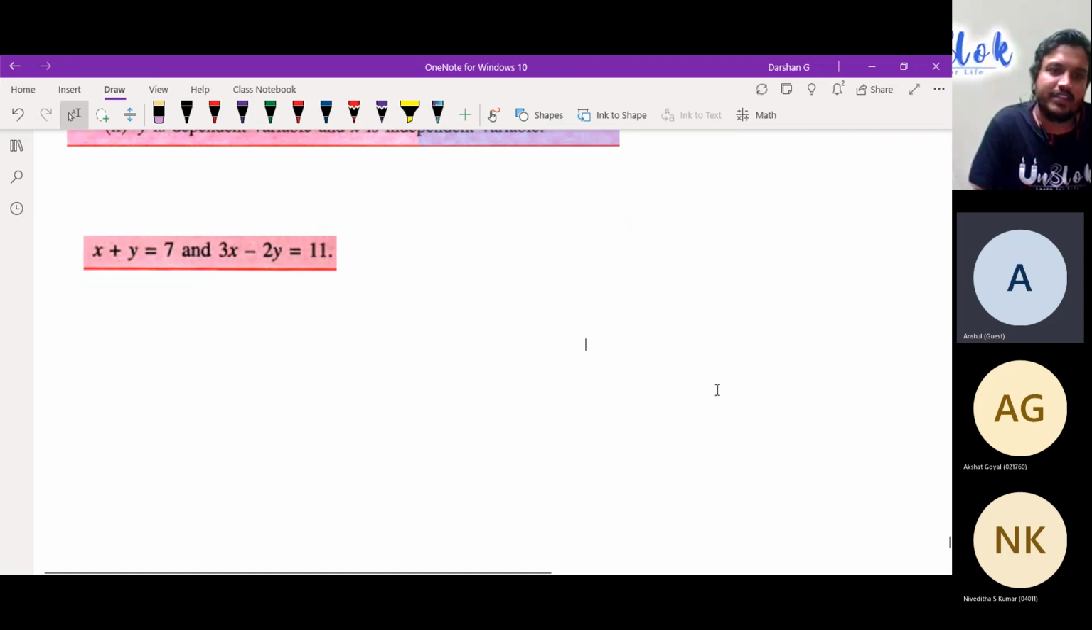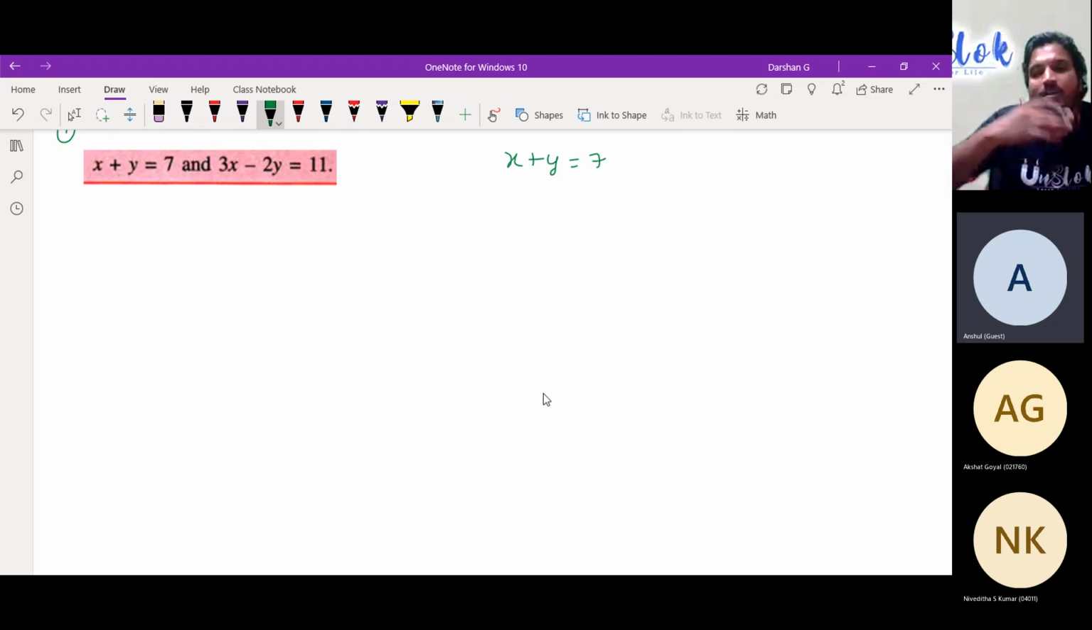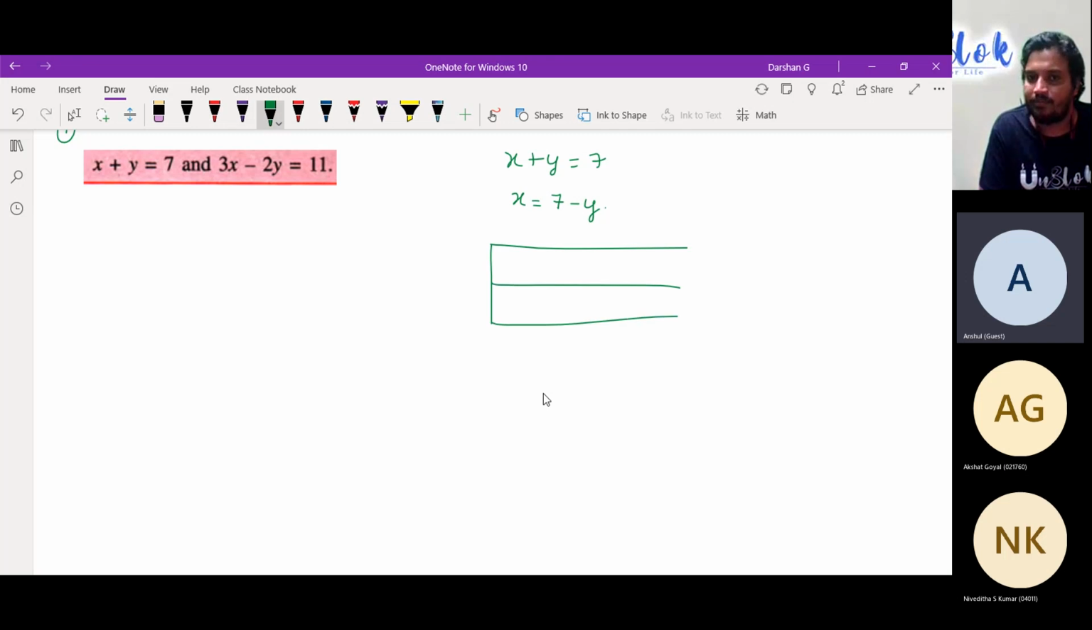Can anyone explain? Nivedita, can you explain how to plot when the equation is given in coordinate geometry? I'm not sure. Okay, so I'll explain this part so everybody can know this. We have the first equation, that is x plus y is equal to 7. In this we have to convert into dependent and independent variable. So I'm writing x is equal to 7 minus y. After this, I'll draw a table and assign values for x and y.